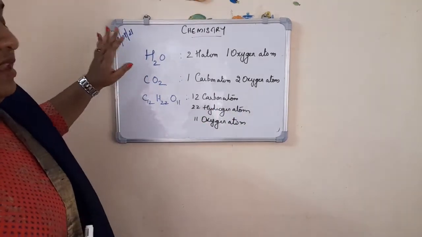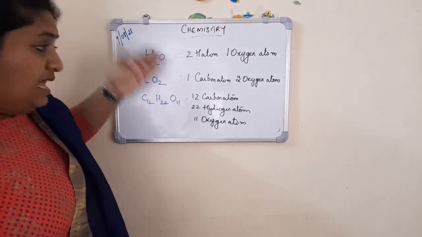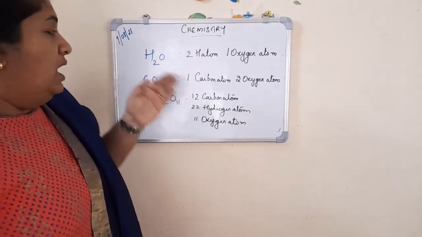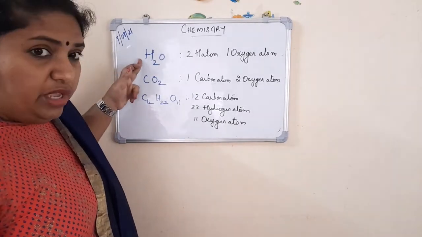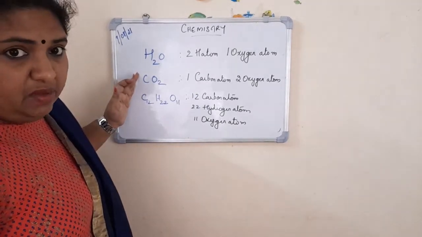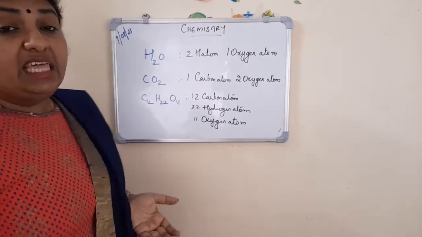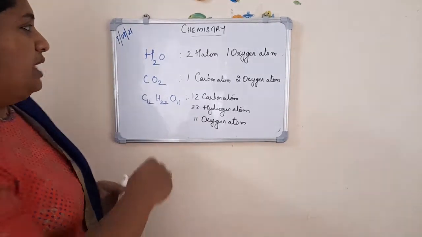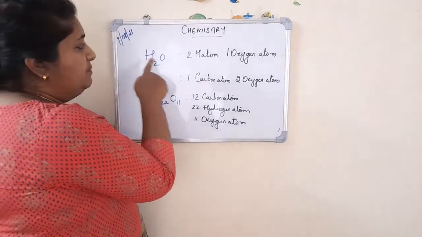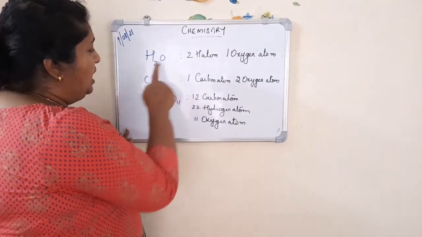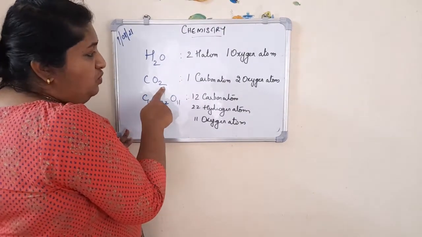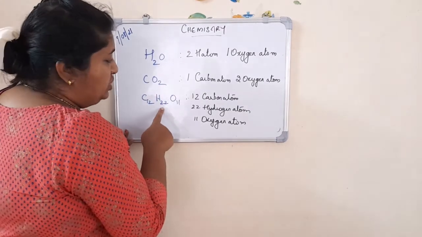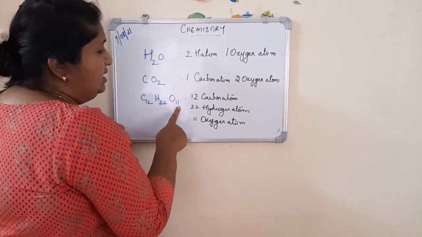So if some questions are asked like this, if the names of some compounds are given and they ask you to find out the number of atoms present in each molecule of the compound, see, this is 1 water molecule, this is 1 carbon dioxide molecule. You can write it as 2 hydrogen atoms and 1 oxygen atom, 1 carbon atom and 2 oxygen atoms, and 12 carbon atoms, 22 hydrogen atoms and 11 oxygen atoms.